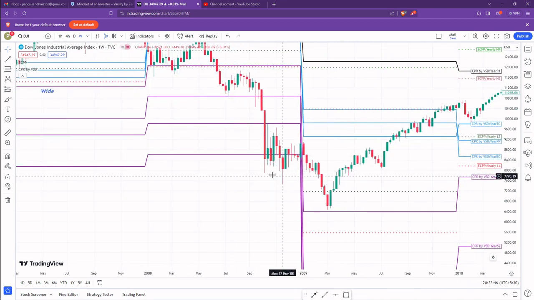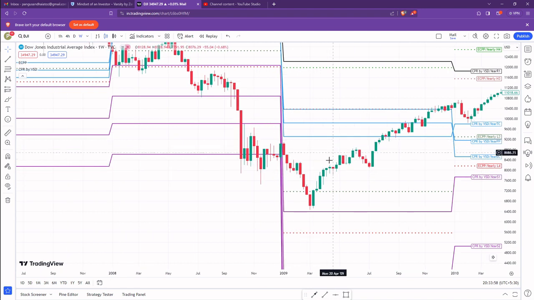After S4, he was not sure whether it would go to S5 or not, because major moves do not go to S5, R5 and all those. So it has come to S4 in a year, and he is not sure whether it will go further or not. But next year in 2009, when it opened, it started moving towards, what is this? This is Camarilla L3.